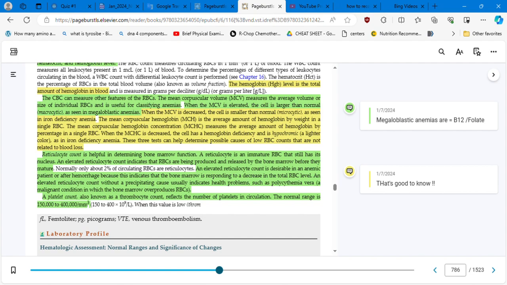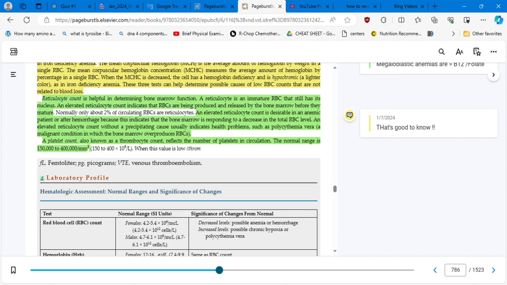These three tests can help determine possible causes of low RBC counts that are not related to blood loss. Reticulocyte count is helpful in determining bone marrow function.